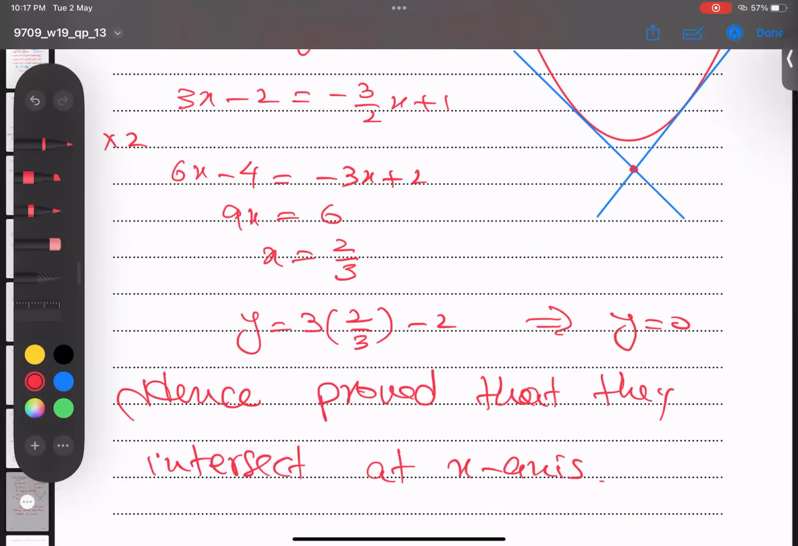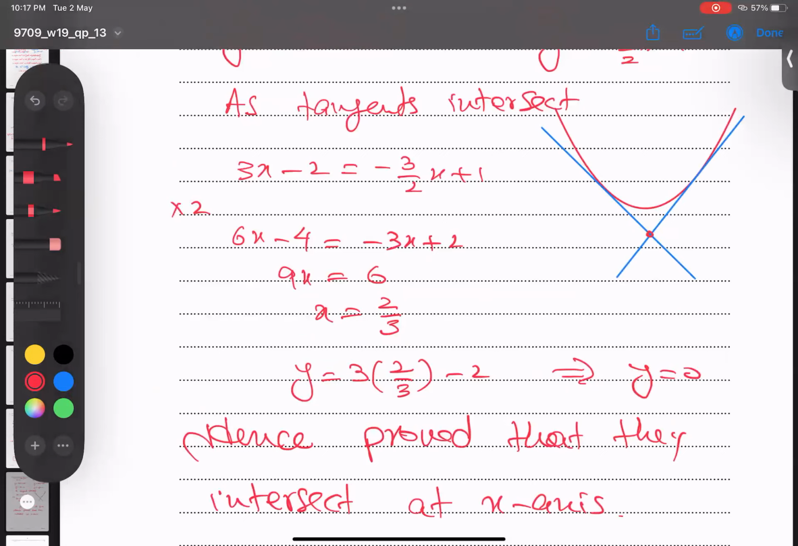The point is very, very clear. I'm showing you this just for the sake of understanding. This is the x-axis, right, students? This is the x-axis. The y-axis is somewhere here. I don't know about it, but this is the x-axis.